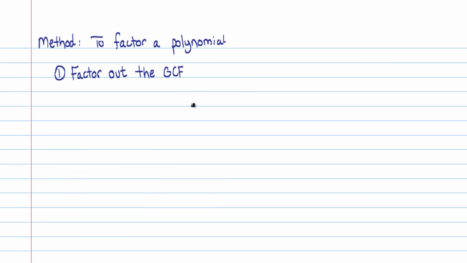So we'll start by listing out a method to factor polynomials. The first step, whenever you're asked to factor anything, is to look through what you're given and see if those terms share something in common. Whatever they share in common is called the greatest common factor. So you want to definitely factor that out. This includes factoring a -1 off the highest powered monomial term, which from now on I'll call the lead term.